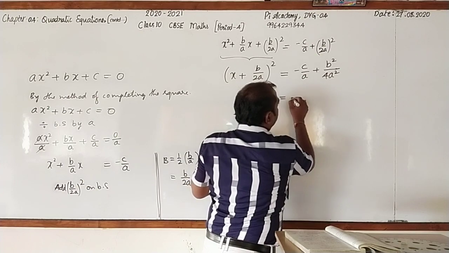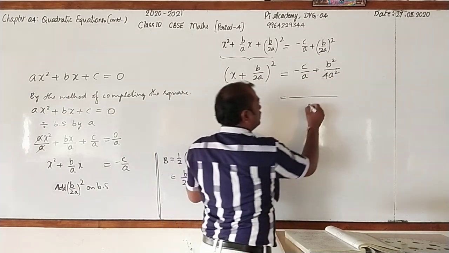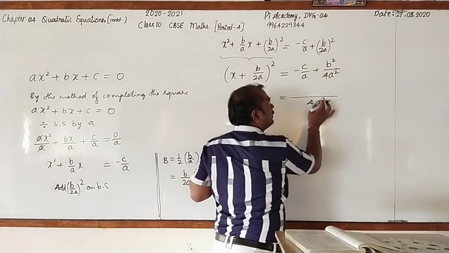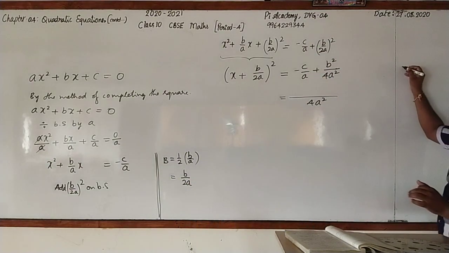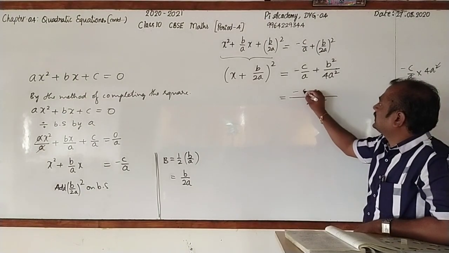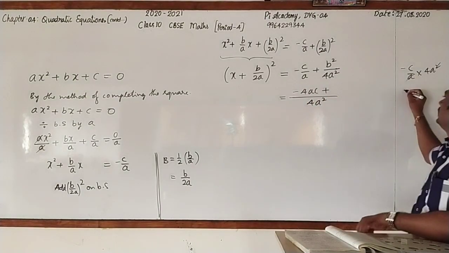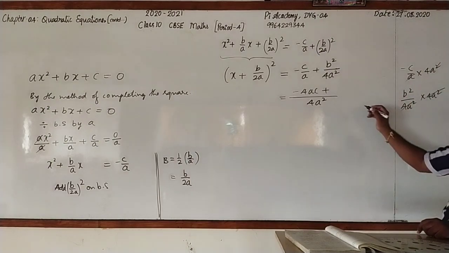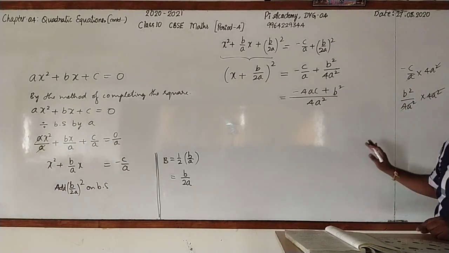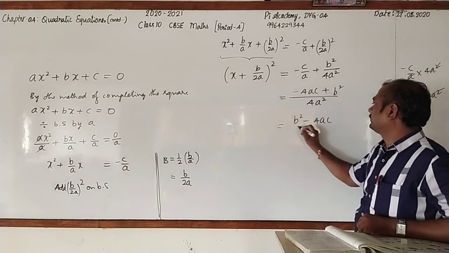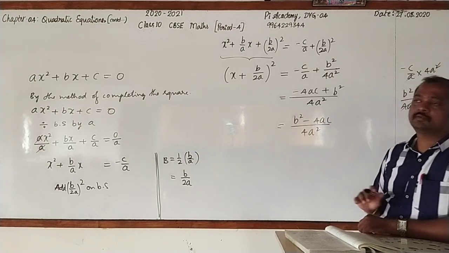Next, this is equal to, take LCM. LCM is 4a square. Right? Then multiply 4a square with the first term. First term is minus c by a into 4a square. Square and a get cancelled. 4a into c, 4ac, minus 4ac plus b square by 4a square into LCM 4a square get cancelled. Only b square. Is it not? And here b square minus 4ac by 4a square.